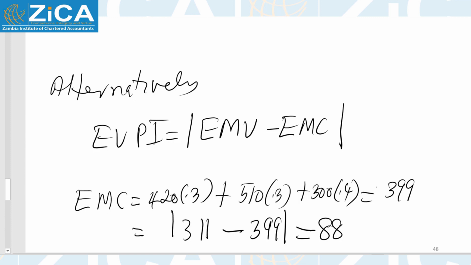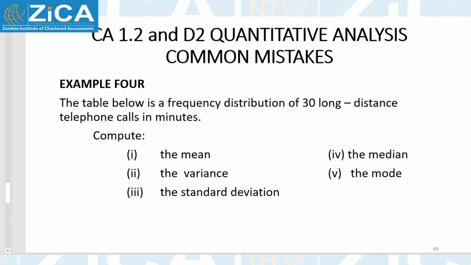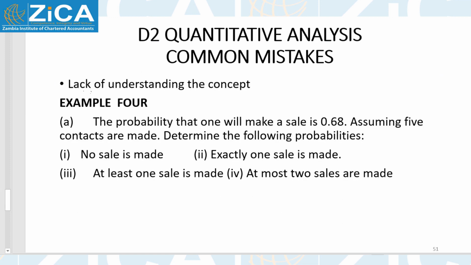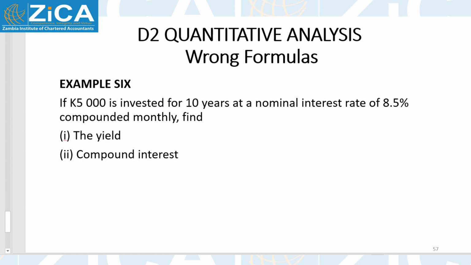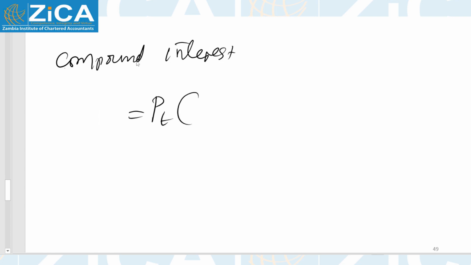Now, for these two, the problem which we have is in the mathematics of finance. If, for instance, the only problem is using wrong formulas. If you are looking for compound interest, the formula for compound interest is just P times (1 plus R) to the power T.